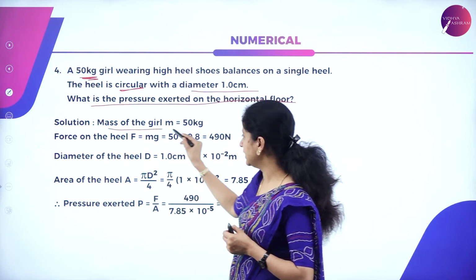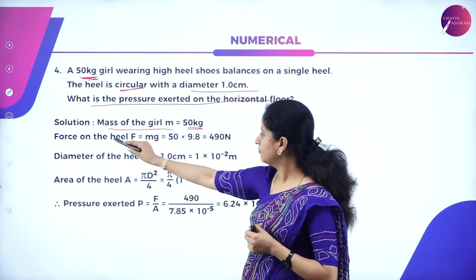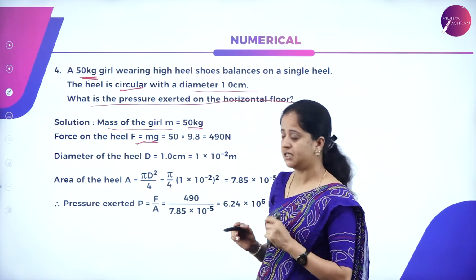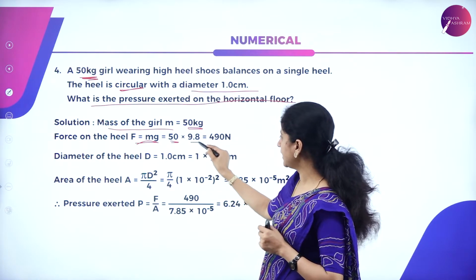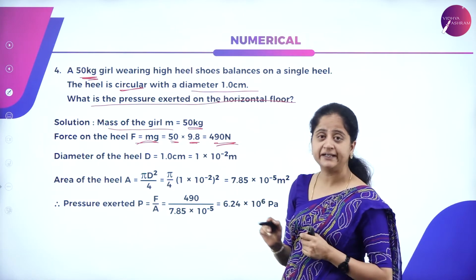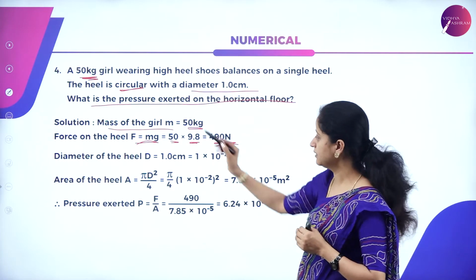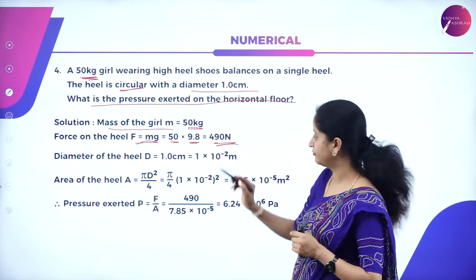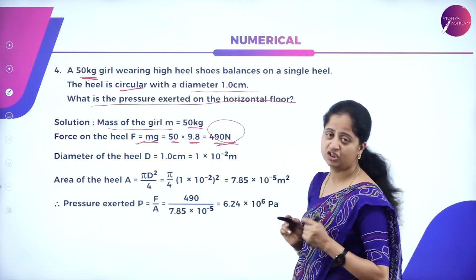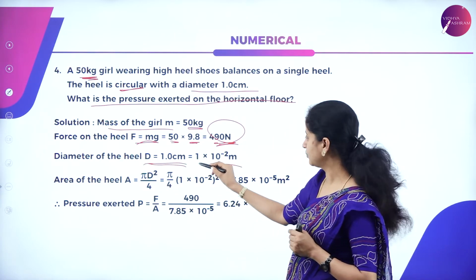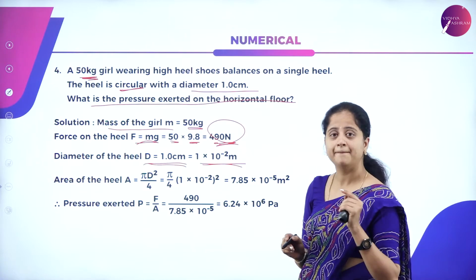So mass of the girl is 50 kg, force on the heel, that is F is equal to mg. So what is m? 50 into 9.8, that is 490 Newton. Here to calculate pressure we need force. So from the data what we have, we can calculate force. So we get 490 Newton. The diameter of the heel is 1 centimeter, that is nothing but 1 into 10 power minus 2 meter.